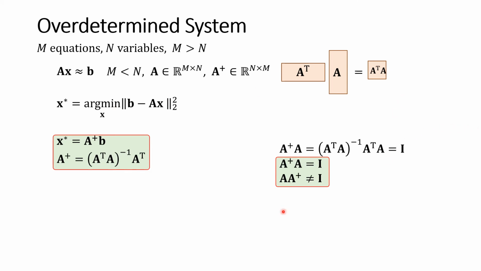Our solution is this. X star is A pseudo-inverse times B, where the pseudo-inverse of A is given by this expression here, (A transpose A) inverse A transpose. And this matrix A transpose A is invertible because it's an n by n matrix, so it's a full rank matrix. The pseudo-inverse A plus is such that pseudo-inverse of A times A equals I. But A times A pseudo-inverse is not equal to I. In fact, A times A pseudo-inverse will be an M by M large matrix, and it won't be full rank. So it can never be equal to the identity matrix.